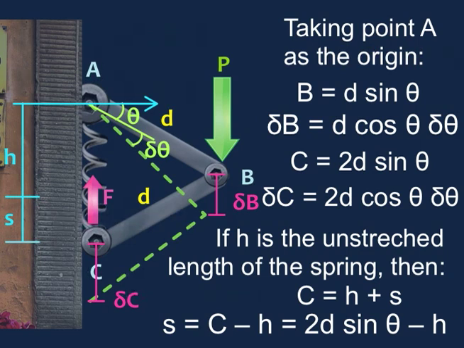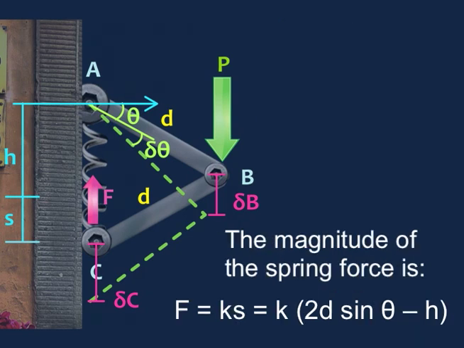Solving for S yields C minus H, and substituting for C leaves S equal to 2 times D times the sine of theta minus H. Finally, since the magnitude of the spring force is equal to the stiffness constant K times the stretch displacement S, we can substitute and arrive at F equal to K times (2D sine of theta minus H).